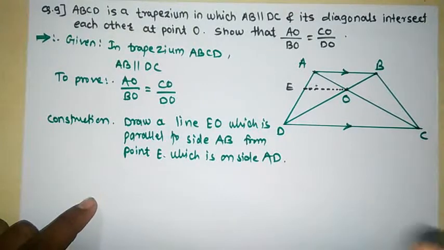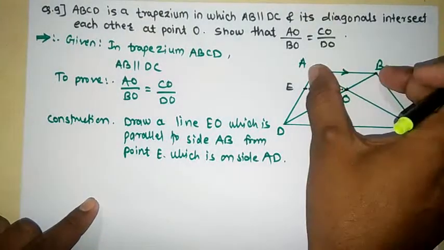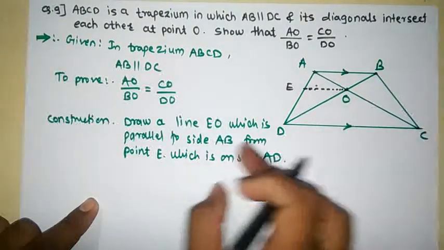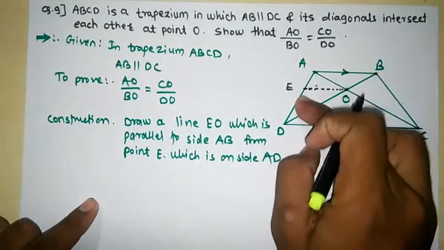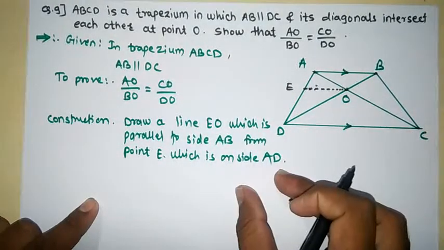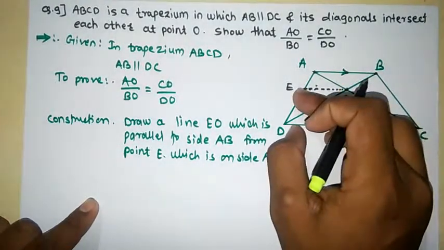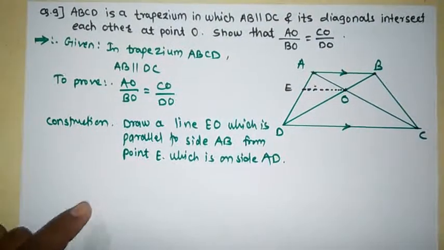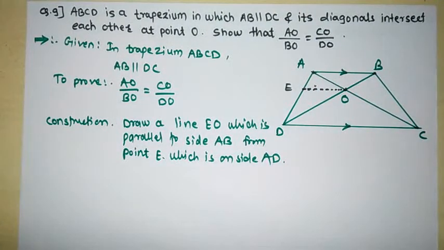Draw a line EO which is parallel to the side AB, from the point E which is on the side AD. This point E कहाँ पर है? Side AD पे. Okay, now see the proof.